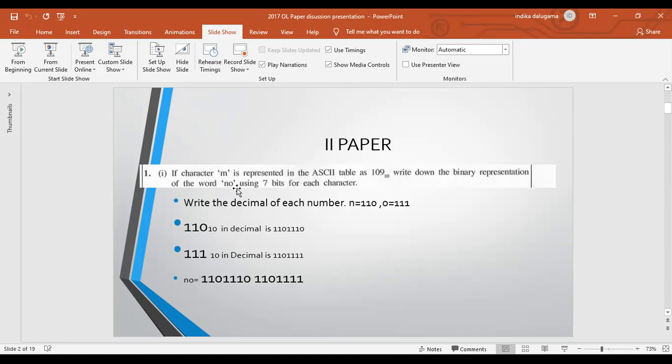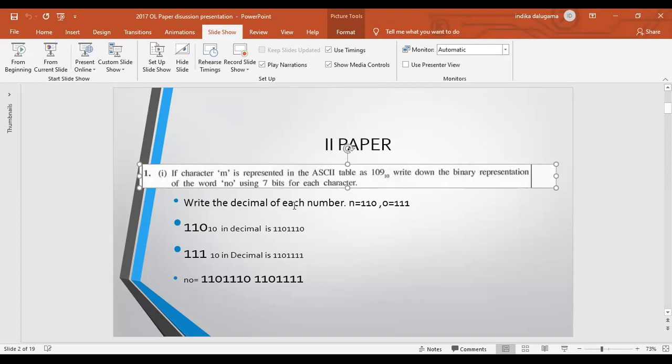Here M is ASCII table 109. So N should be, what is the value N should be? It should be 110. And O should be 111. So first you have to convert this N 110 and 111 into decimal.